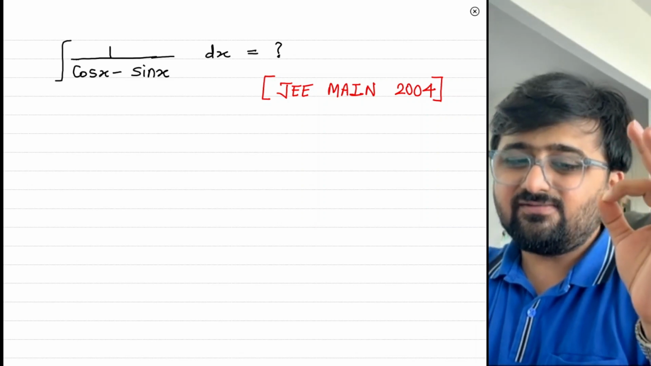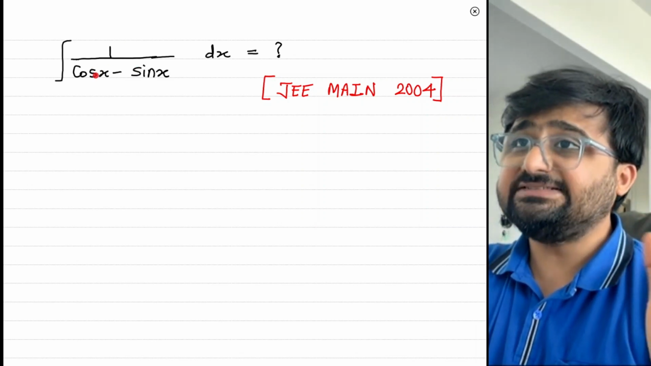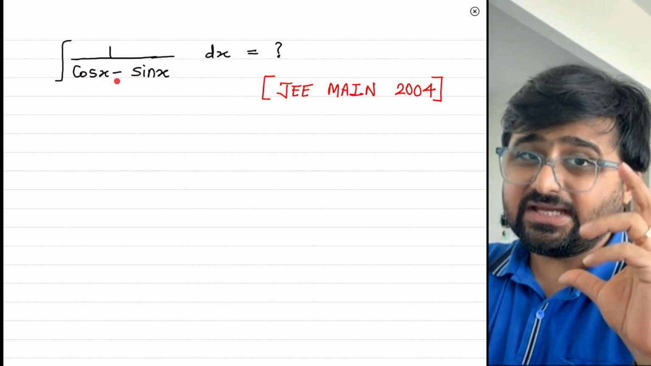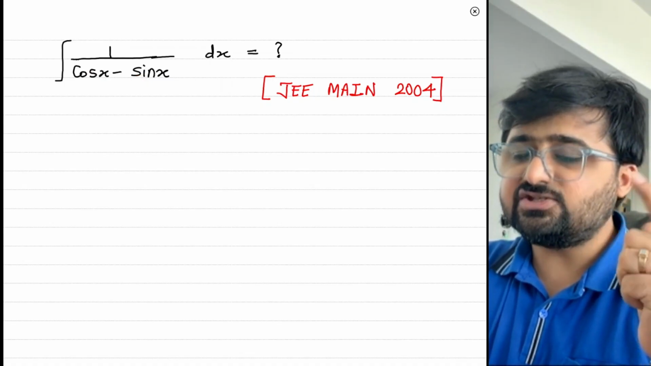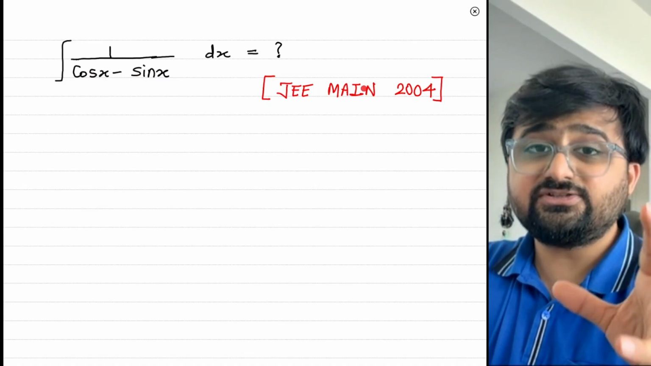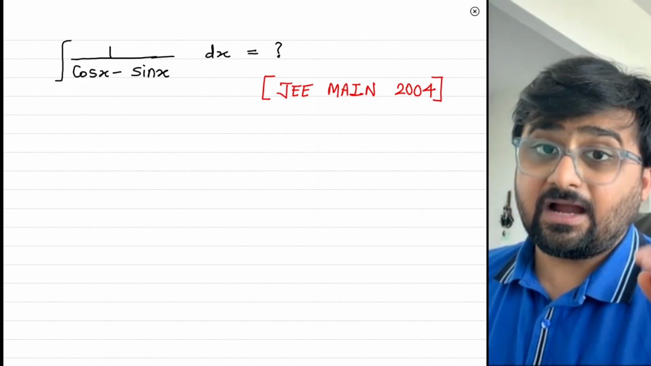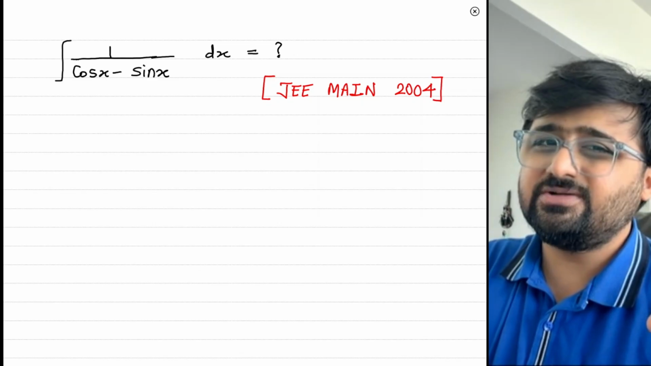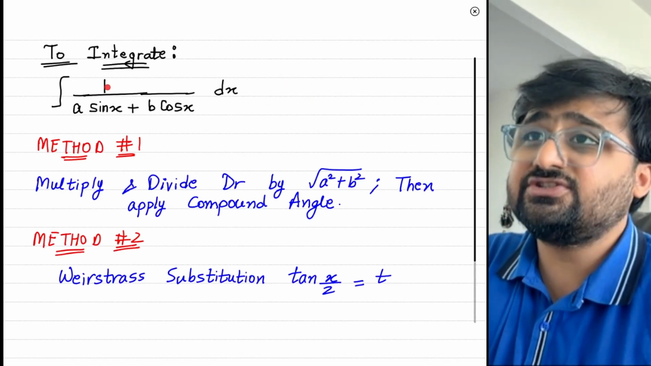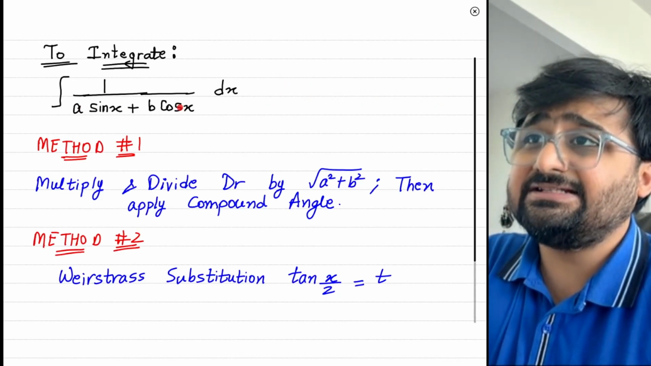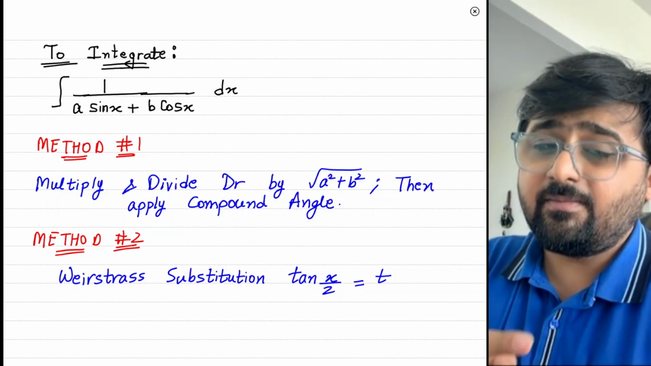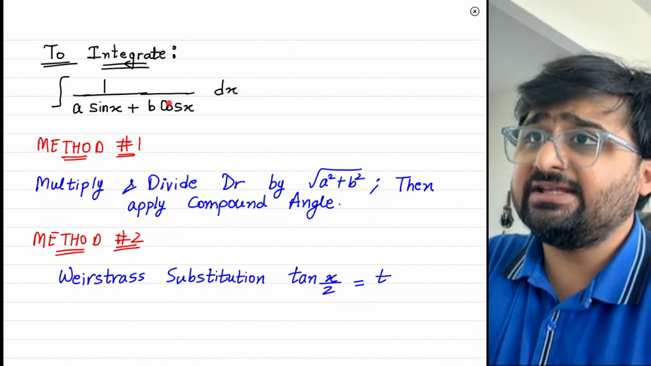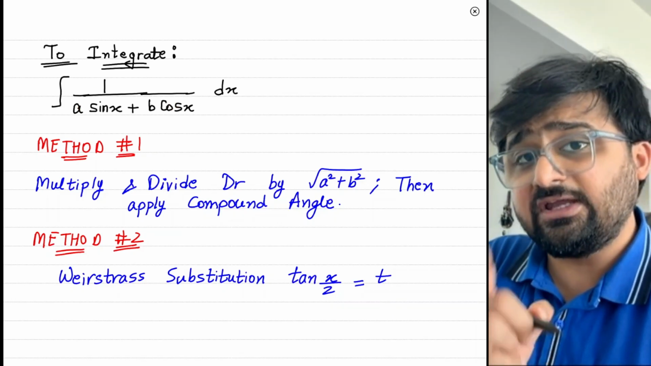In this video, we'll solve the integral of 1 over cos x minus sin x. It's a very interesting integral and it was also asked in JEE Main 2004 paper, so you can understand the importance of this integral. I'll show you a method via which you won't be able to just integrate this particular function, but you can integrate any integral which is of the type 1 over a sin x plus b cos x.